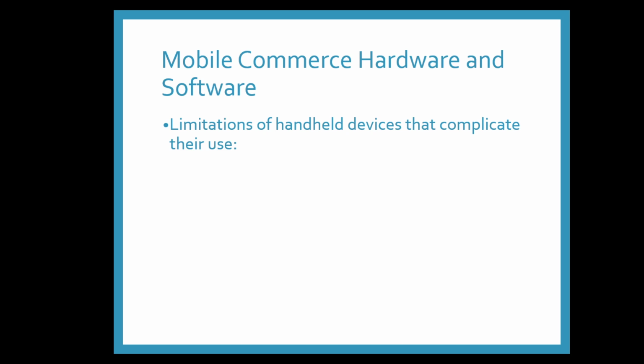So mobile commerce hardware and software. There are limitations of handheld devices that complicate their use. First, the screens may be small. Though nowadays the screens for the devices are getting bigger and bigger, especially for smartphones. And also, we already have tablets now.